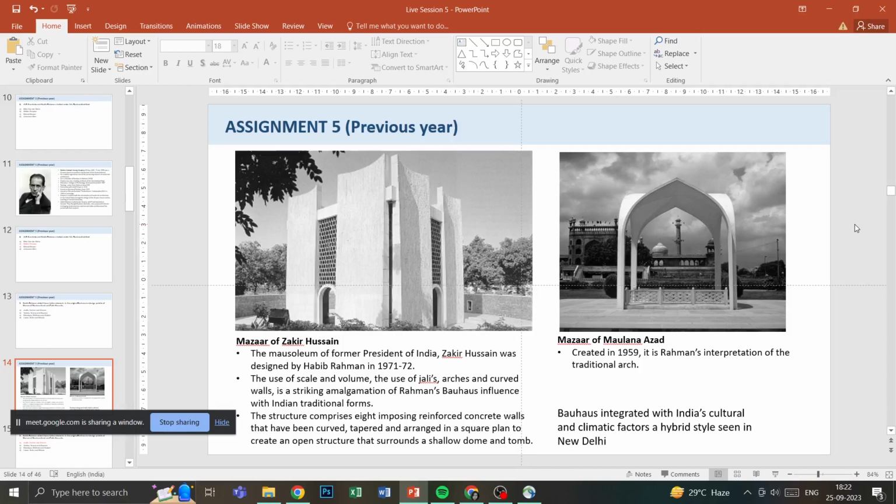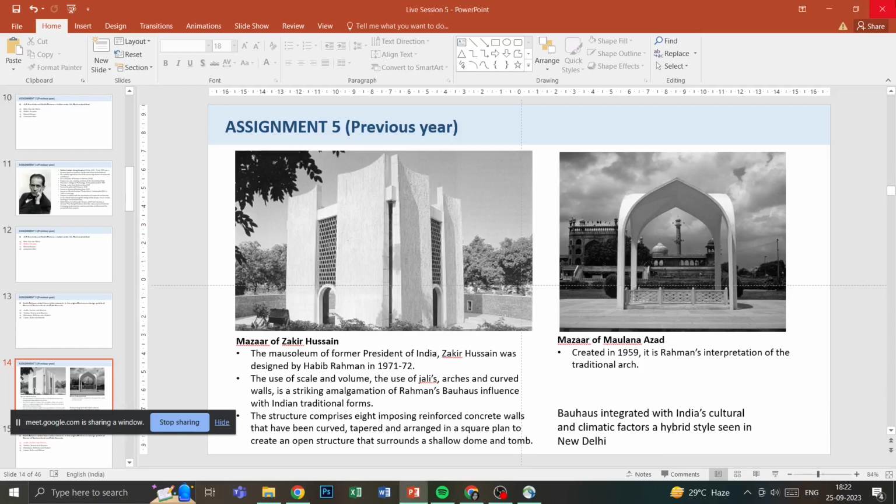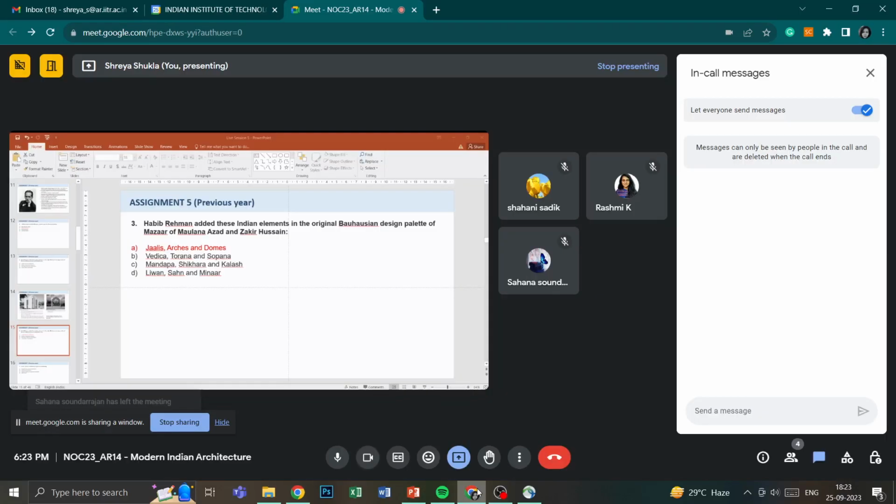By that we mean, here we are looking at the mazars of two really renowned people of our country. He has used traditional Islamic architectural elements, or you can say Mughal architectural elements, and interpreted them in such a way as to create a modernist memorial for both of them. So our answer is jalis, arches and domes.